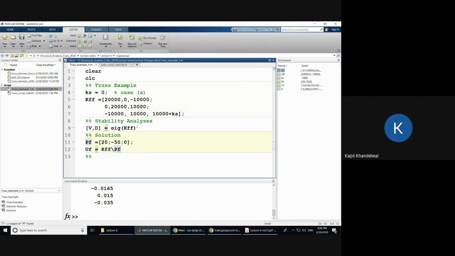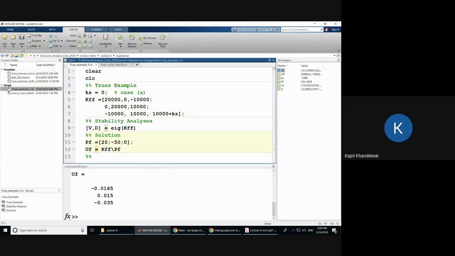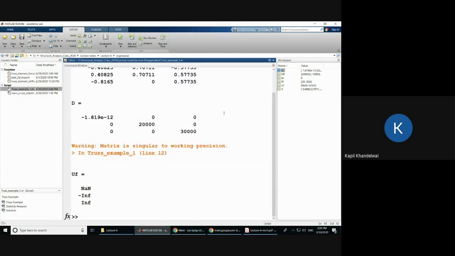In this case, I'm doing the stability analysis, meaning calculating the eigenvalues of KFF. D is the matrix of eigenvalues and V is the matrix of eigenvectors, so I'm calculating both eigenvectors and eigenvalues. I'm also trying to calculate the solution here. In this case, PF was 20, so this is P1, P2, and P3. And UF is KFF inverse PF. So this is the solution. Let's see what happens if I try to do this calculation here. I'm going to just run this script, and let me show you what the solutions look like.